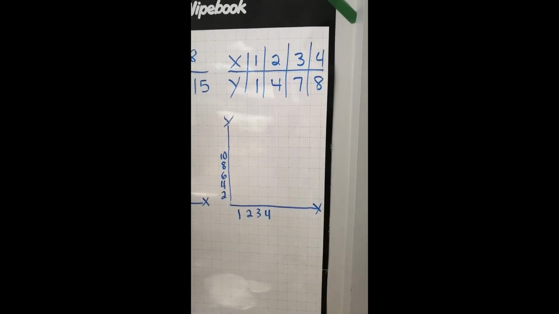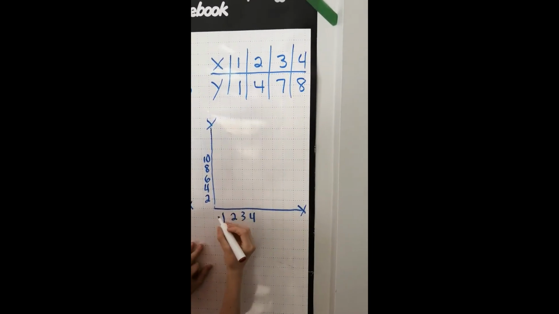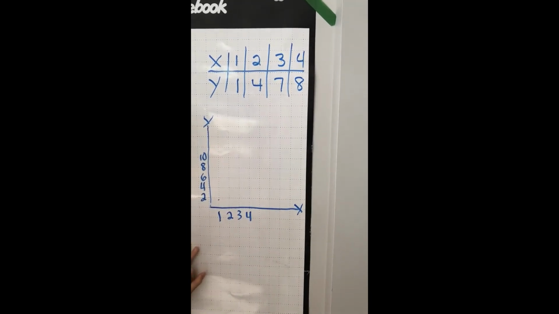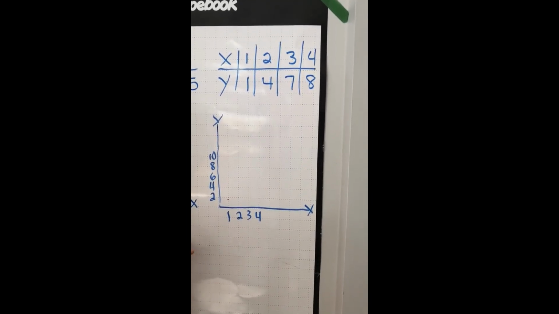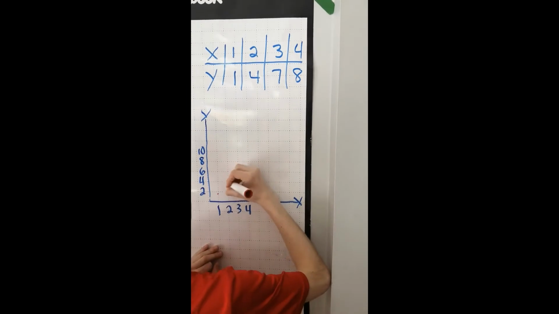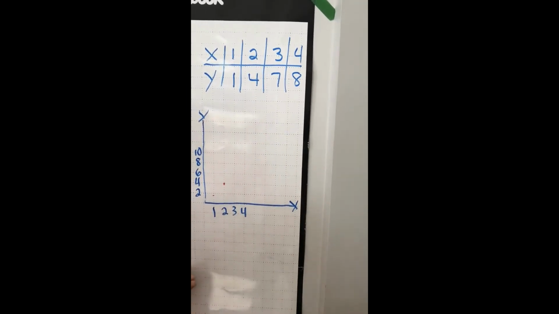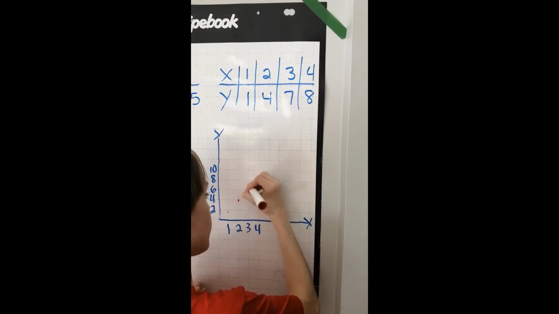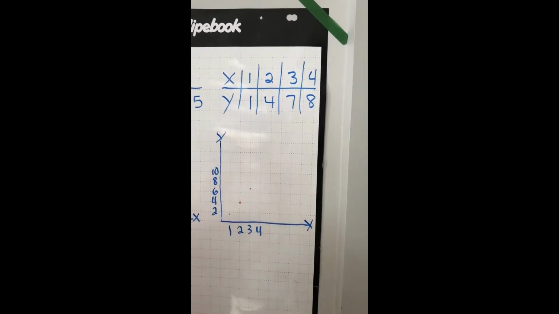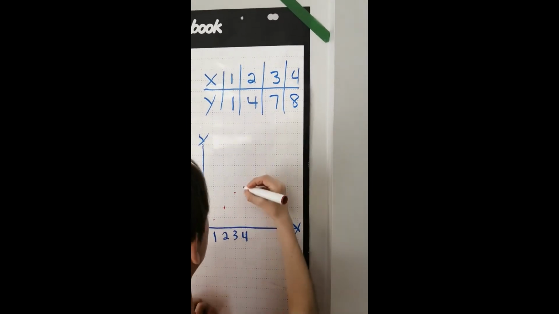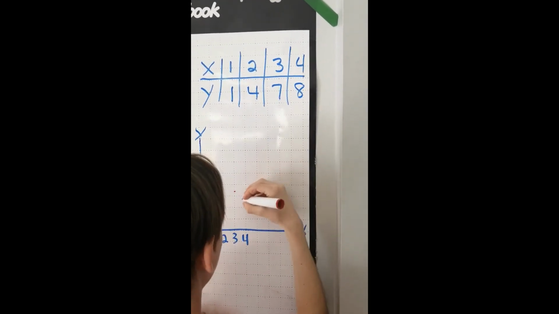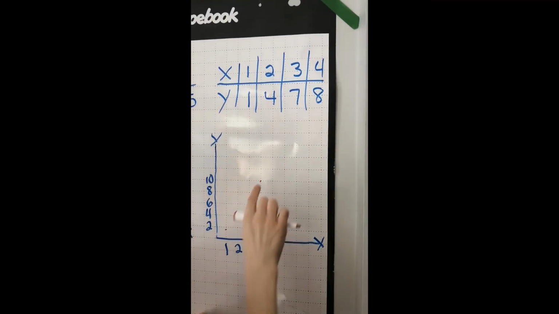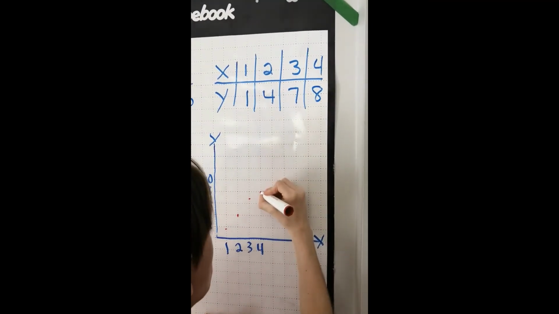Let's put a point at 1, 1. Okay, there's 1, 1. How about 2, 4? 3, 7? Okay, and 4, 8. That looks like 4, 10. Can you get that one at 4, 8? Yep. My bad. All right.